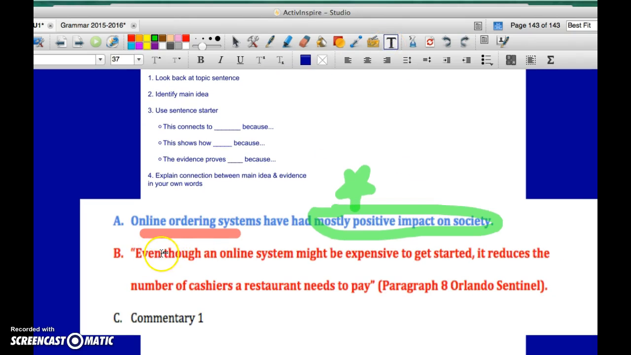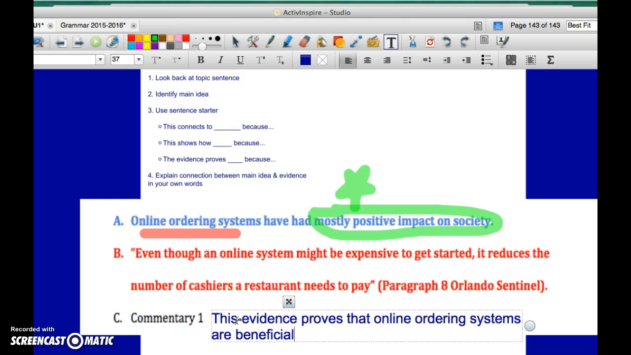My evidence is already listed in my outline, and my evidence reads, even though an online ordering system might be expensive to get started, it reduces the number of cashiers a restaurant needs to pay. So now I'm going to use one of the sentence starters to help make sure that I am explaining that connection between my evidence and this main idea. So I'm going to use the third one. This evidence proves, and now I'm going to kind of go back to my main idea. I'm going to say it in a different way though, that online ordering systems are beneficial because, and now here's where I explain it in my own words.